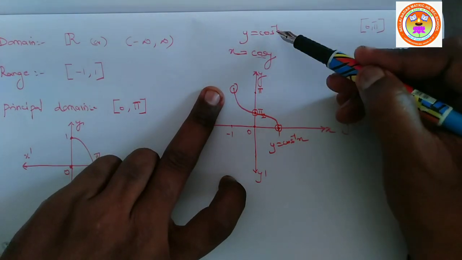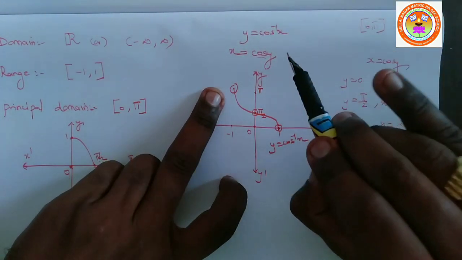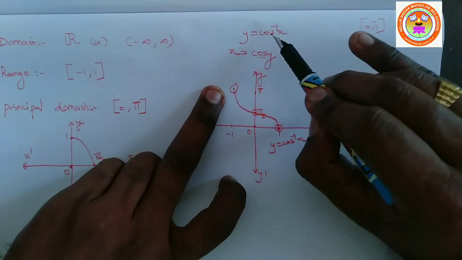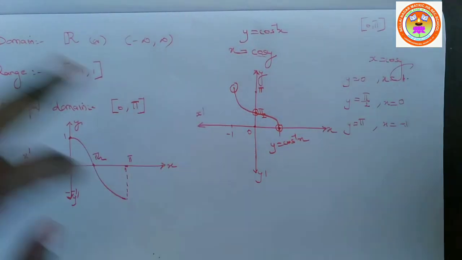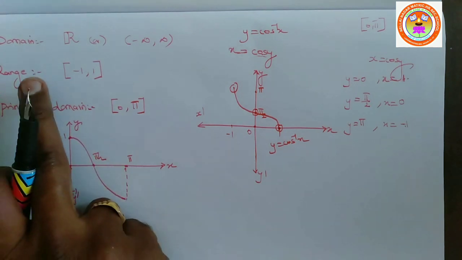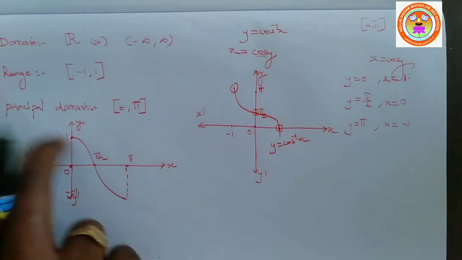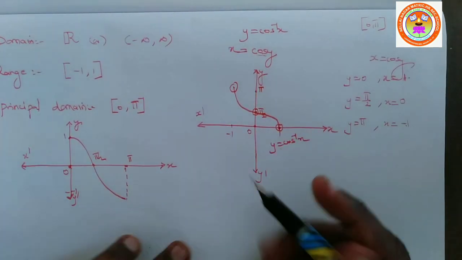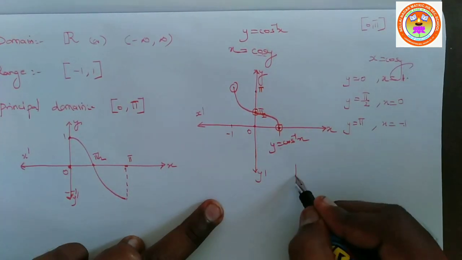This is the y equal to cos inverse of x curve. Otherwise you can say x is equal to cos y. Both are the same. You can say y is equal to cos inverse of x, otherwise x is equal to cos y. So no problem. In this way, for the cos x curve, we have found the principal domain.